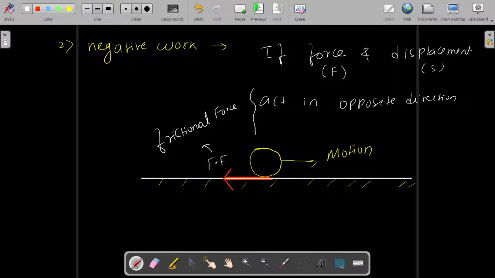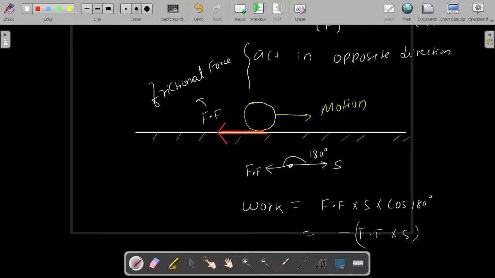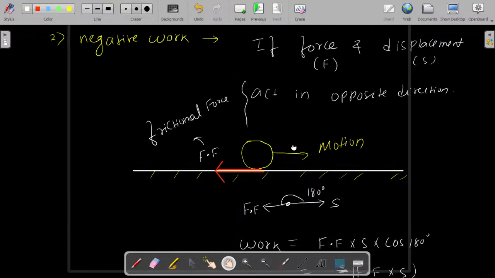So you see, force is acting toward left, that is frictional force is also a force, and motion is toward right, so displacement. So how much angle? It's 180 degree, and cos 180 is -1. So here work is what? Negative. You can write in this way, frictional force into displacement into cos 180 degree, and we know cos 180 degree is -1, so we'll get frictional force into displacement. The main thing is you have to put minus sign here. Okay, this is important.